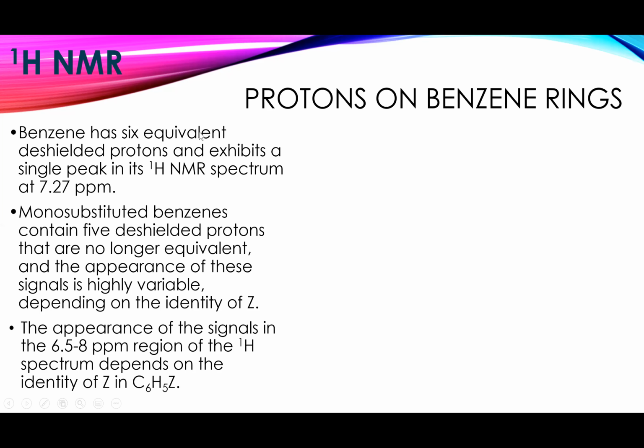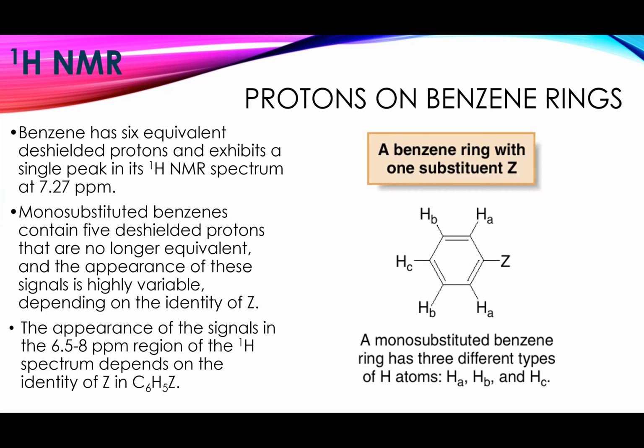So benzene rings, you're going to see a lot of them. Most of my problems that I give tend to be substituted benzenes. So benzene has 6 equivalent deshielded protons and exhibits a single peak in its NMR spectrum at 7.27 ppm. So remember, benzene is just C6H6, and so all 6 of those hydrogens are equivalent, and that also means that they can't split each other. So you just have a single singlet at 7.27.